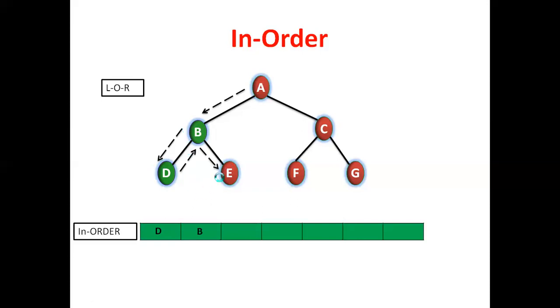Check whether it is a tree or subtree. It is not a subtree, right? If it is a subtree, again apply the LOR formula. But it is not a subtree, only one node is there. That's why, in LOR, what is the R here? The right of B is E. So E is visited according to the LOR formula.